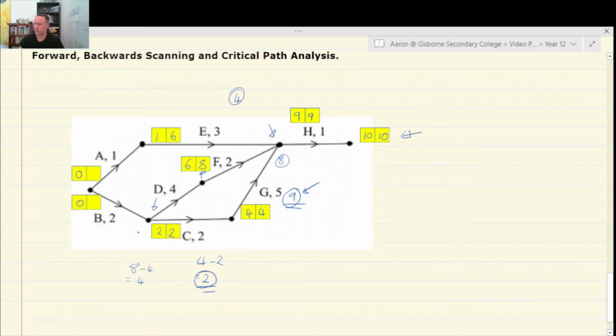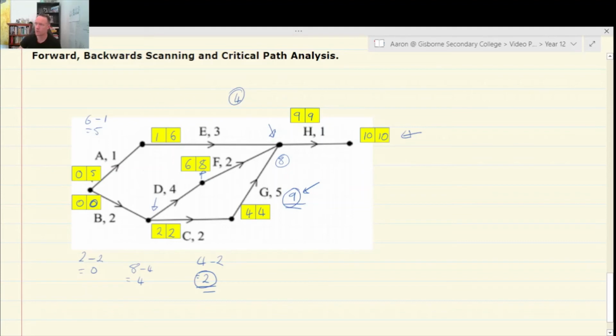Now we've got to analyze back to our start points. So 6 take 1 equals 5, and where was I? 2 take 2 equals 0. So there we have 5 for that and 0 for that. 0, not a 6. Okay, so that's our forward and backward scanning done. All right, now from this we can tell float times, as I mentioned earlier.